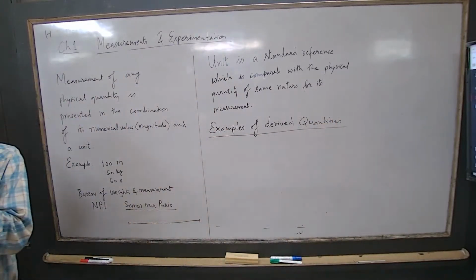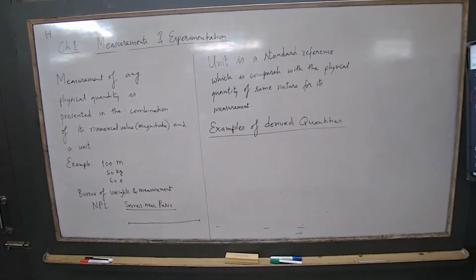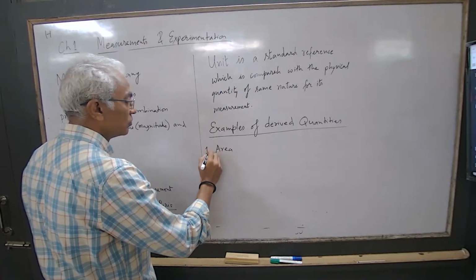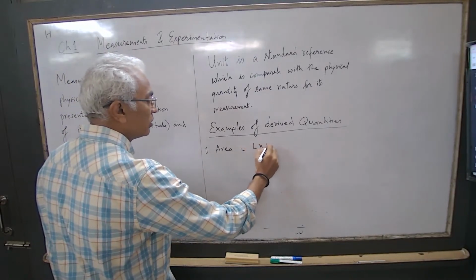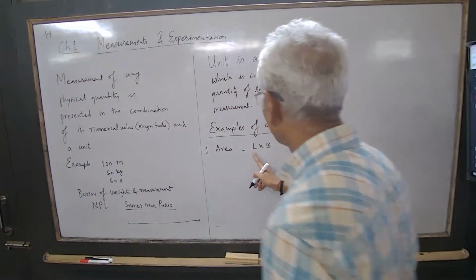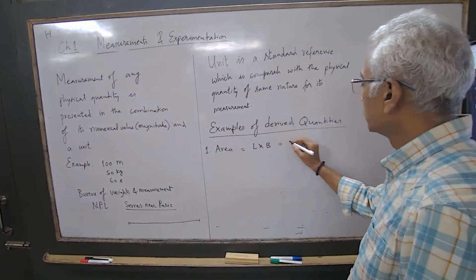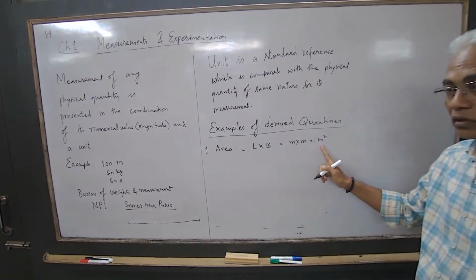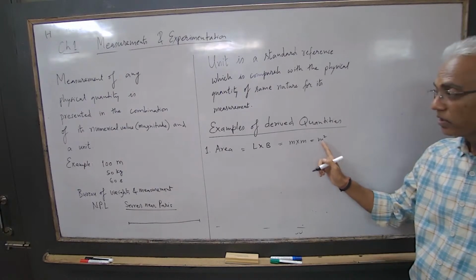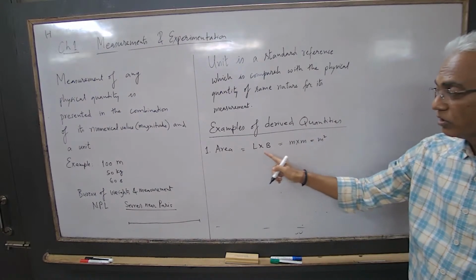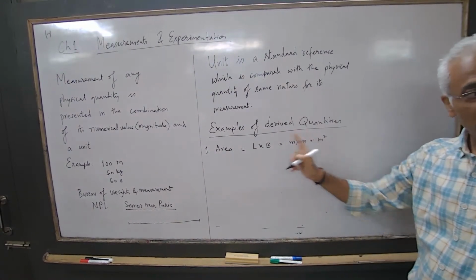So we have learned about fundamental quantities. We should also know what the derived quantities are now. So let's begin with area. What is area? Length into breadth. So what will be the unit of area? The unit of length times the unit of length, meter into meter, which is meter square. So area depends on the unit of length. So it is a derived quantity. It derives its unit from fundamental quantities. That's why it is a derived quantity.